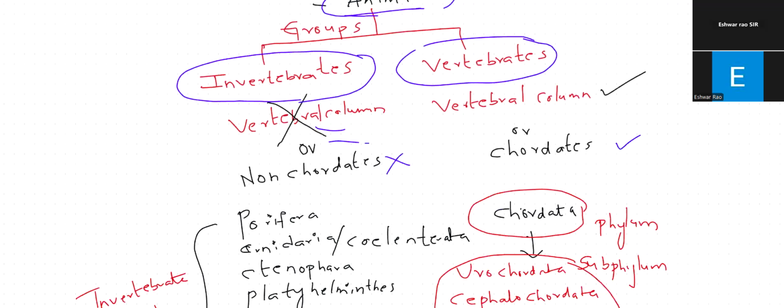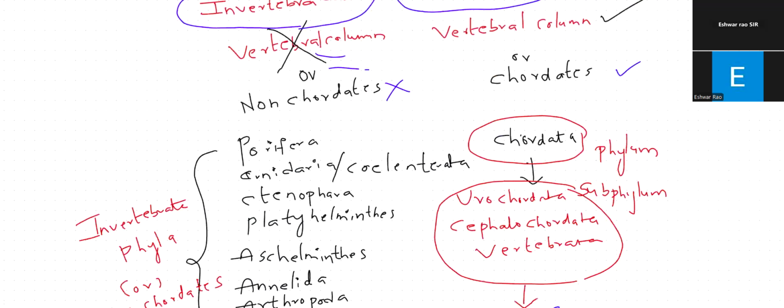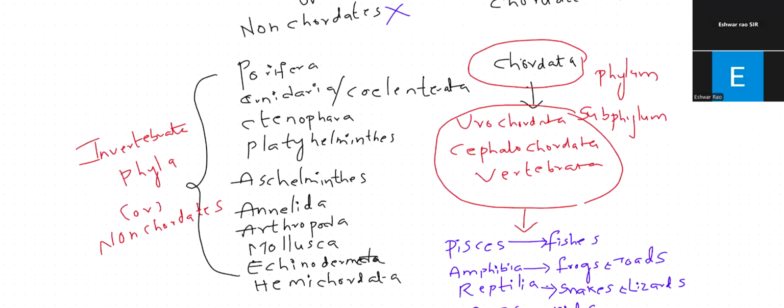Now, two major divisions, as I said, or two major groups we can say. These are the major groups under invertebrates: Porifera, Cnidaria, which is the old name, the new name is Coelenterata, Ctenophora, Platyhelminthes, Aschelminthes, Annelida, Arthropoda, Mollusca, Echinodermata, Hemichordata. These are all invertebrate phyla or non-chordates.